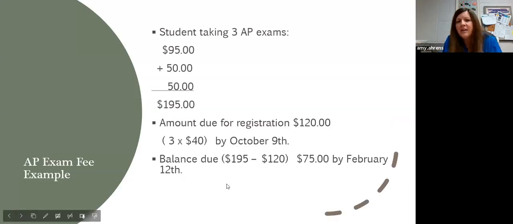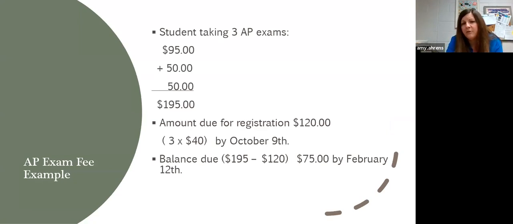So again, just a sample: if you have a student taking 3 AP exams, the total would be $195. You're paying $40 as a down payment per exam, so on October 9th it would be $120. And then the balance of $75 would be due in February. So we do the first order with the down payment of $40 by October 9th, and then we come back in February for the remaining balance.